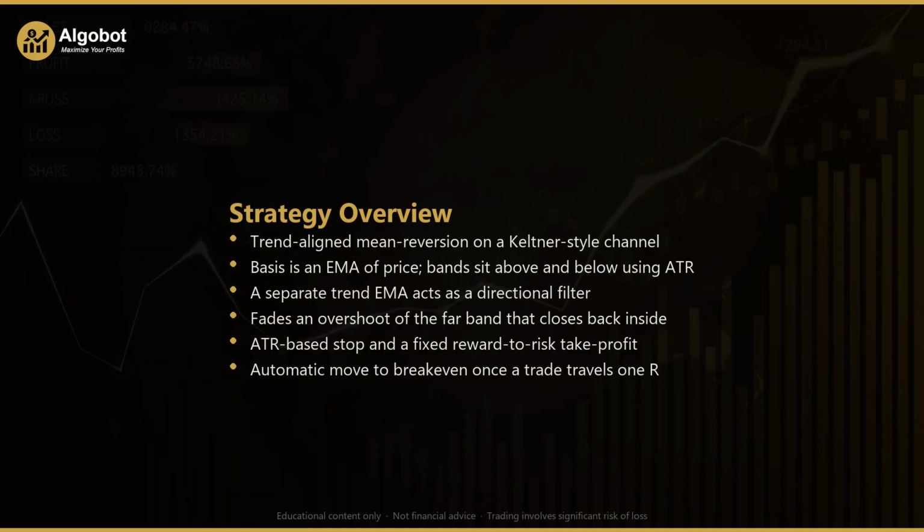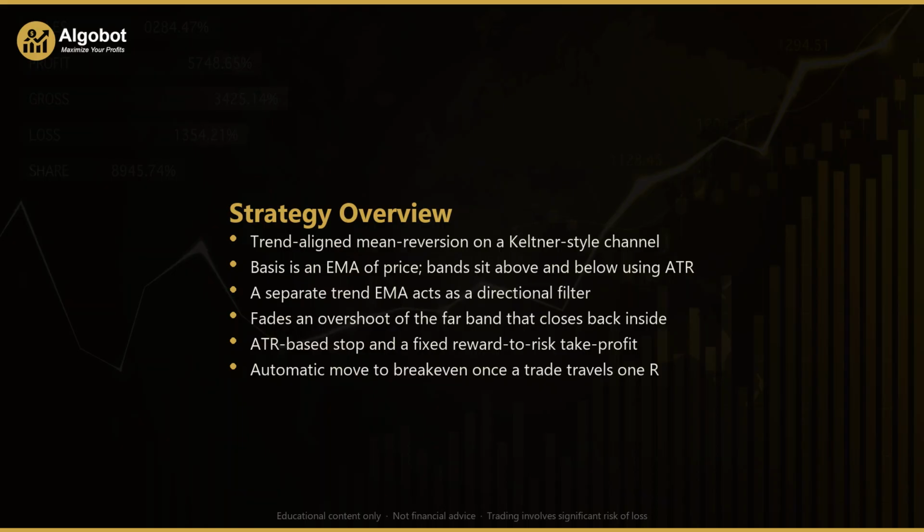First, it builds a volatility channel. The center line, called the basis, is an exponential moving average of the closing price, using a period of 20 by default. Around that basis, it draws an upper and a lower band, placed a set number of average true range units away, with a default band multiplier of 2. Average true range, or ATR, measures how much the market typically moves, so the bands automatically widen when conditions get busier and contract when things calm down.